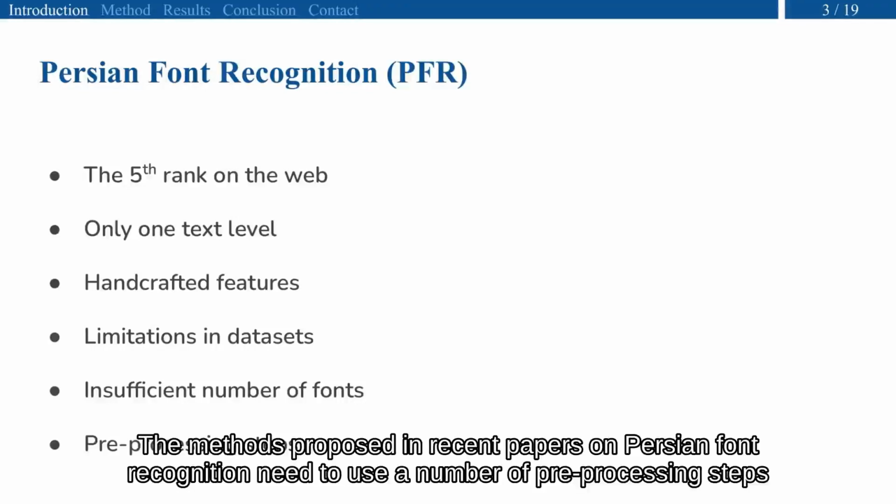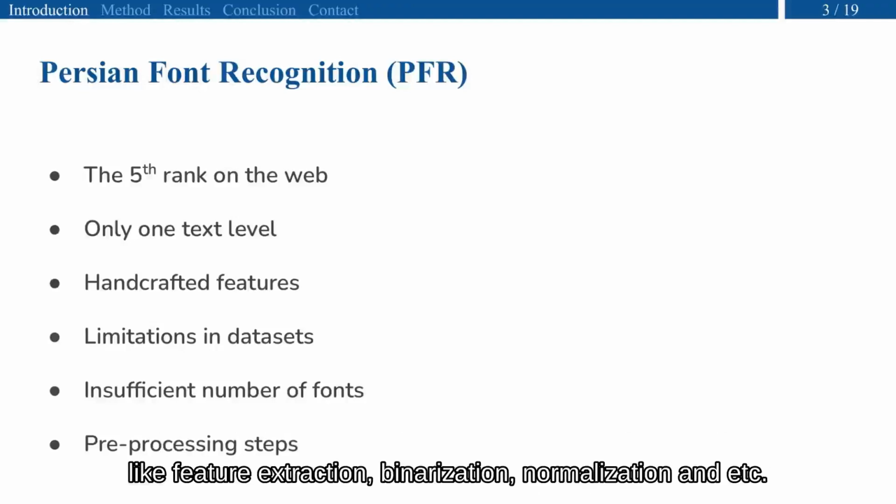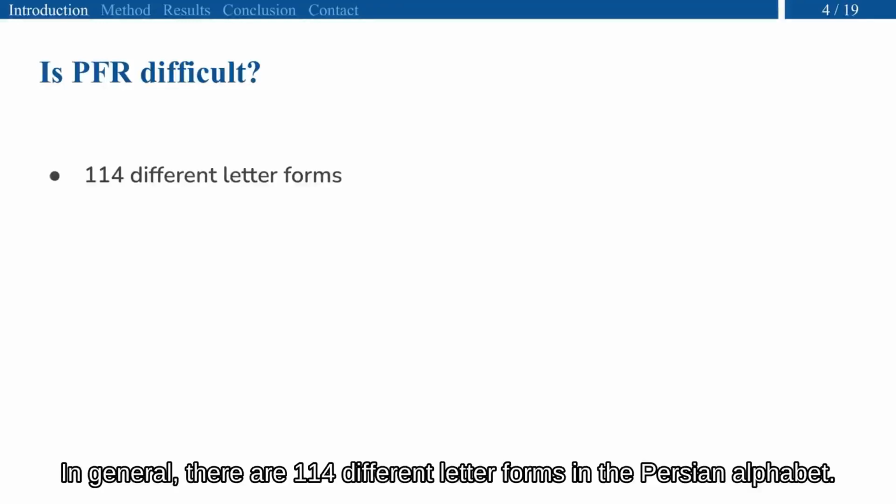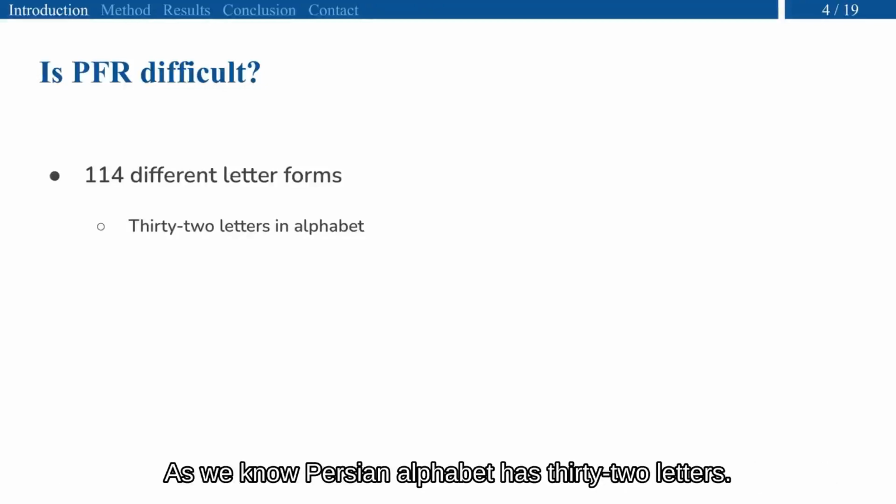The methods proposed in recent papers on Persian font recognition need to use a number of pre-processing steps like feature extraction, binarization, normalization, and so on. Another fact about PFR is its difficulty. In general, there are 114 different letter forms in the Persian alphabet. As we know, the Persian alphabet has 32 letters.